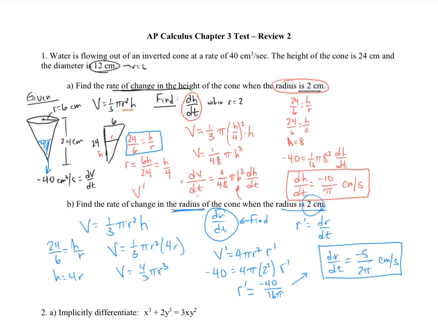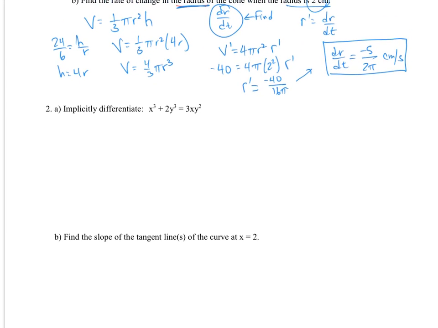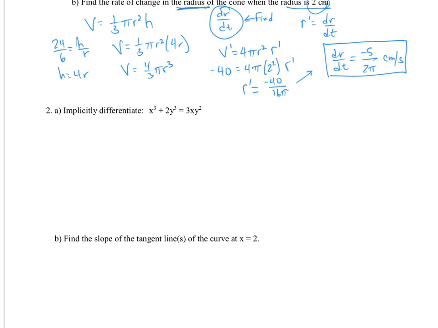Okay, let's go ahead and move on to our next problem. Let me slide this up to here. And in this one, it asks us to implicitly differentiate x cubed plus 2y cubed equals 3xy squared. So I will go ahead and use this one. I'll use the primes in this case.